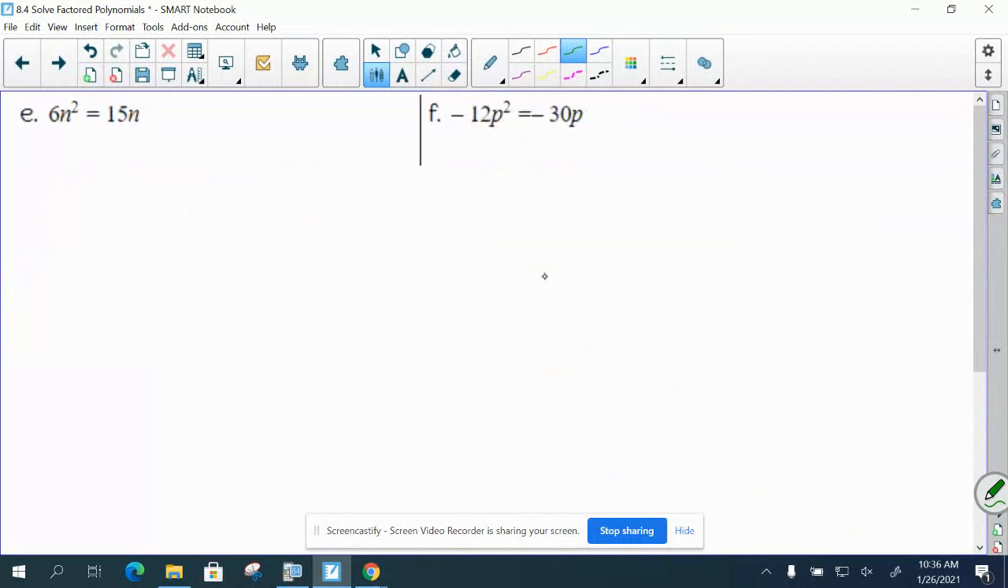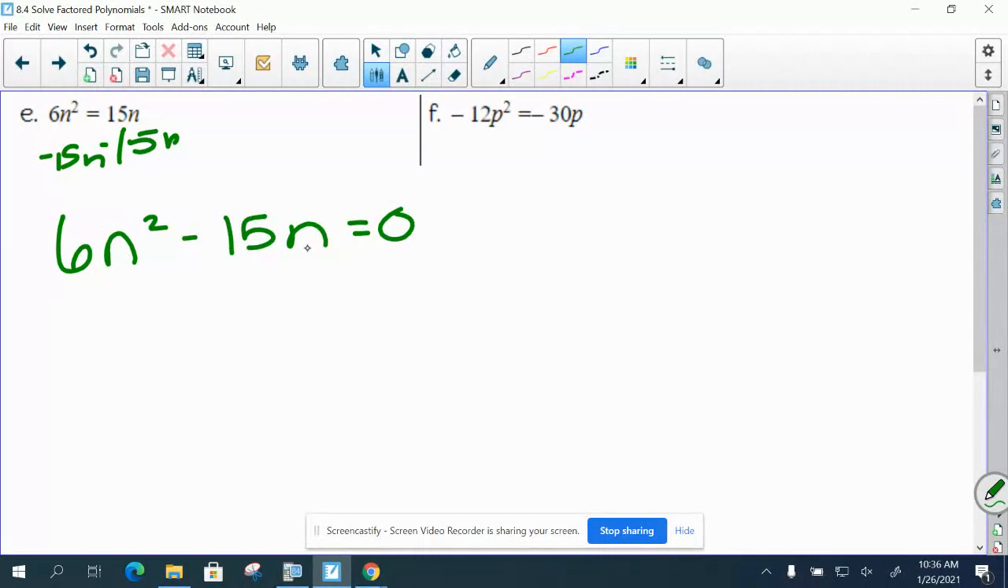Now, for part E, part E and F, they are not set equal to 0, so we would first have to make them equal 0. So I'm going to subtract the 15n over to this side. So we would have 6n to the second minus 15n equals 0. Okay, then I would factor. So I can pull out a 3n from both of these. So then we're left with just 2n minus 5.